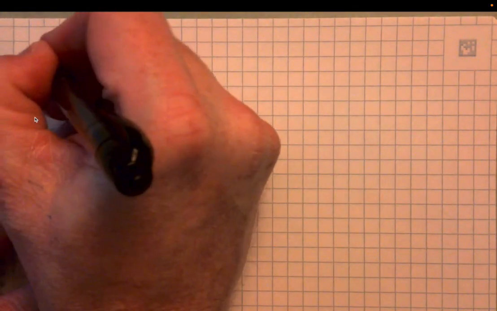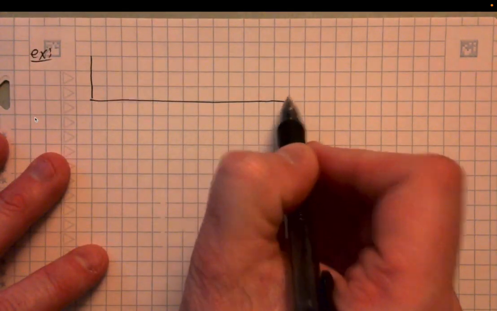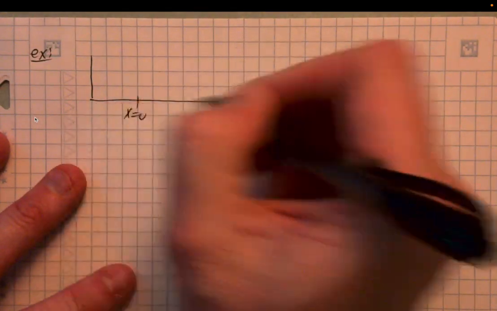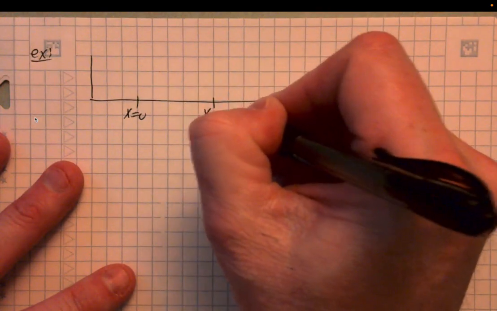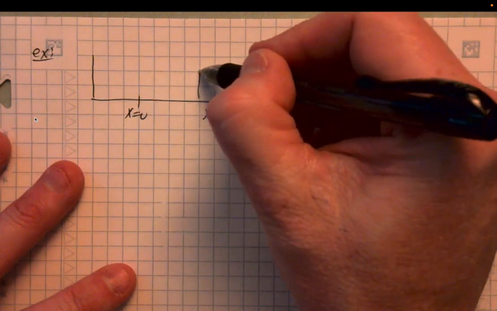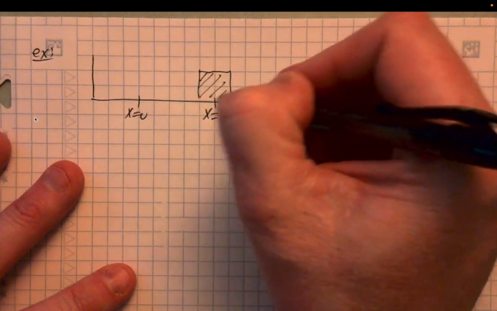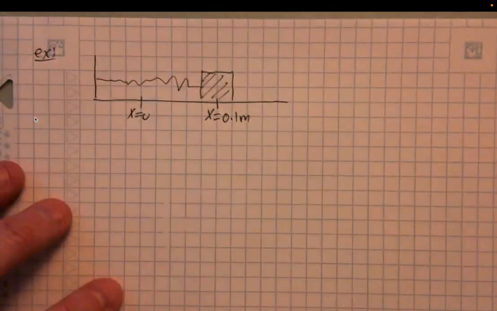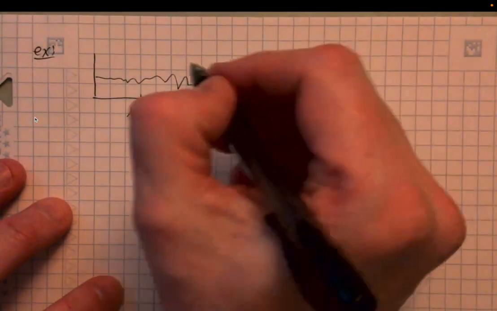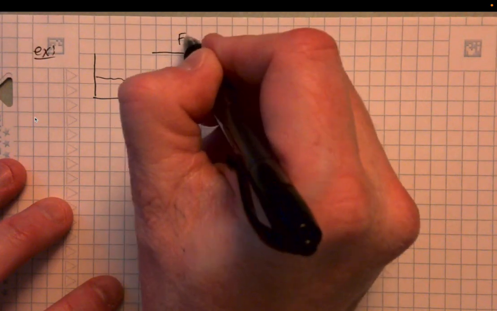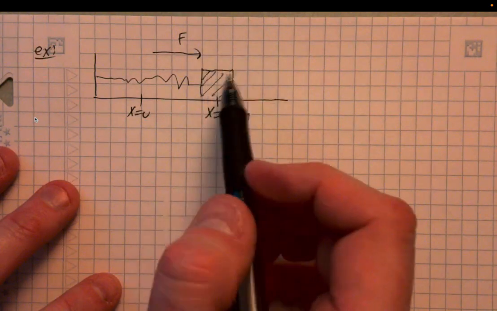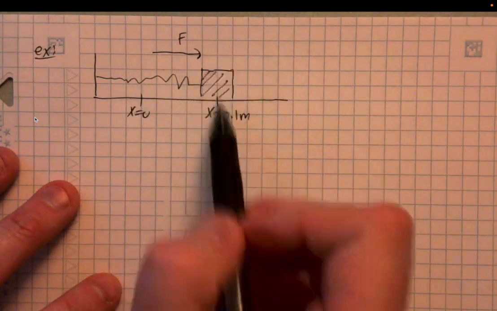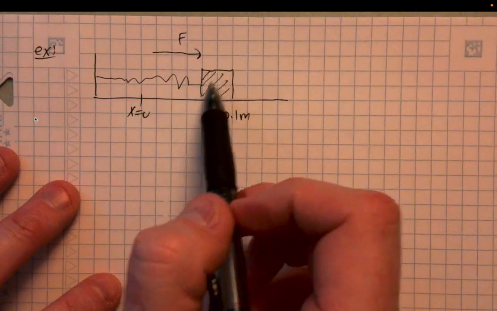Okay, so I've got the same scenario. x equals 0 is way over here. x equals 0.1 meters is here, right? And so the block is stretching the spring. The spring is being stretched, it's pulling it back, but there's this force that's applied here, and the force is going to, as we just saw, generate some velocity. It's going to be moving at approximately 0.6 meters per second at this point.